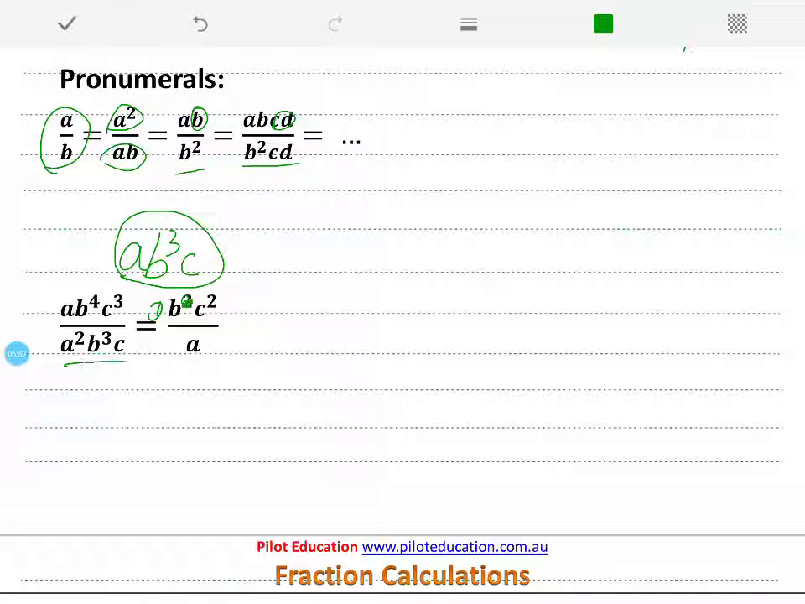Let's see the bottom. a squared b cubed c divided by a b cubed c equals just a, because b cubed cancels out, c cancels out, so a squared divided by a is just a here. So the final answer is b c squared over a.